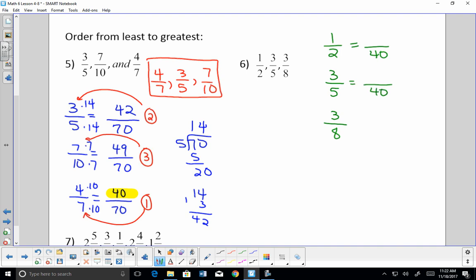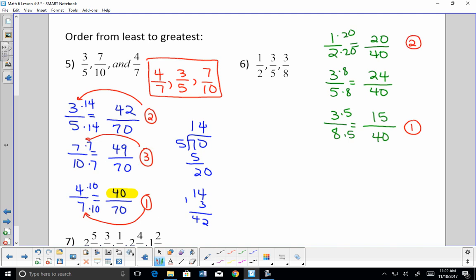8 times 5 is 40. 3 times 5 is 15. 5 times 8 is 40. 3 times 8 is 24. 2 times 20 is 40. So 1 times 20 is 20. So we have 20, 24, and 15. The smallest number of all of those is this one. 15 is smaller than 20, which is our second number, and 24 is our third number.